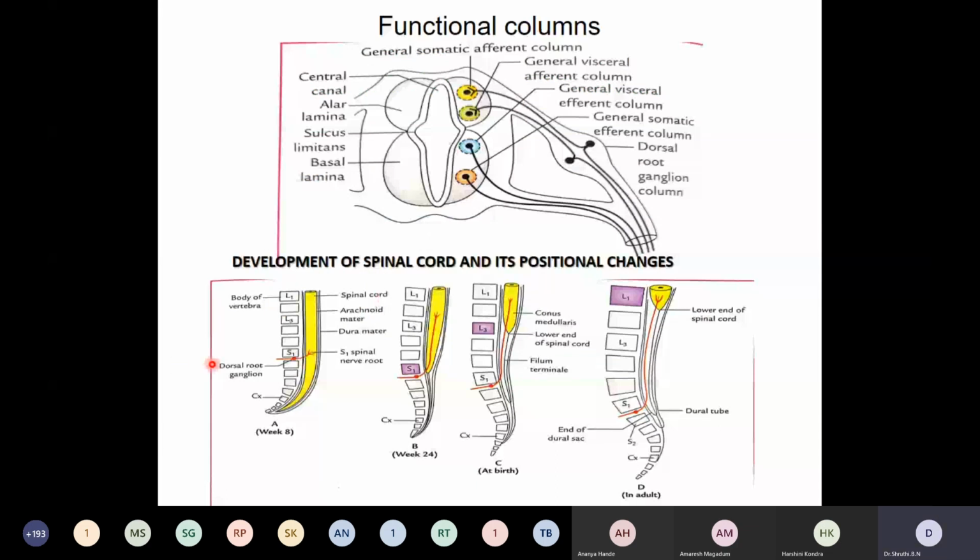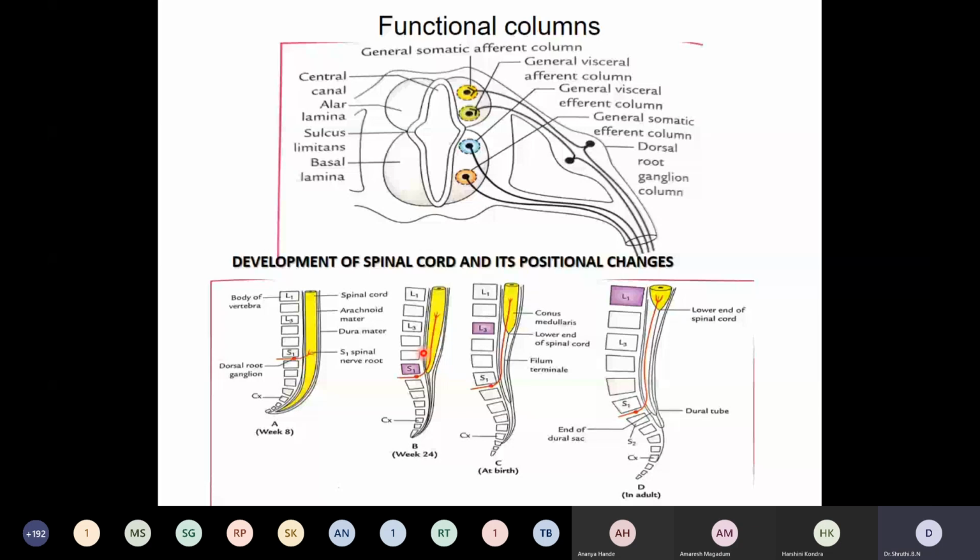During the 3rd month or 8th week of intrauterine life, the spinal cord extends throughout the vertebral column. So you might have seen here, the spinal nerves emerge out of the corresponding intervertebral foramen. Due to differential growth of the vertebral column, as the vertebral column elongates faster than the spinal cord, the terminal end of the spinal cord shifts to a higher level.